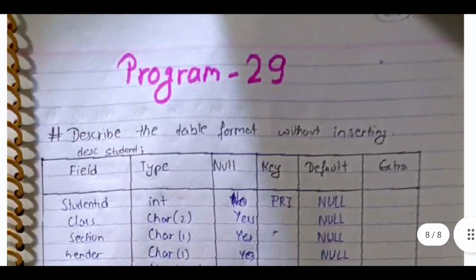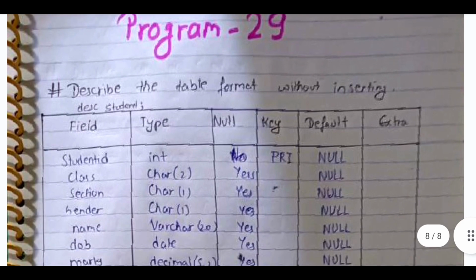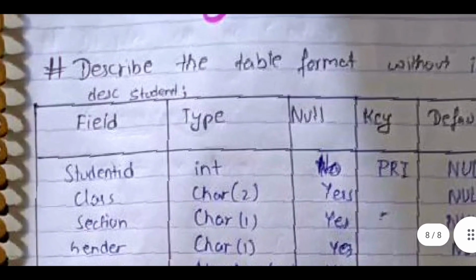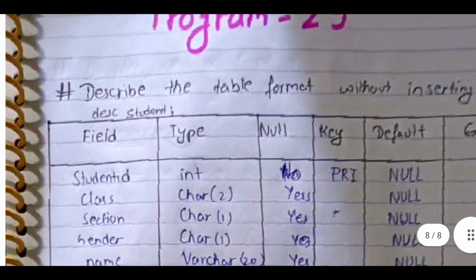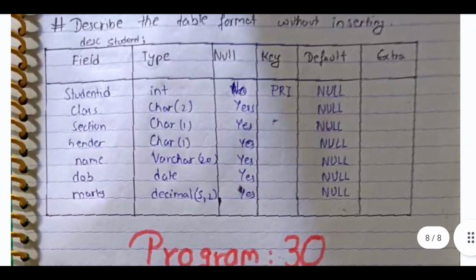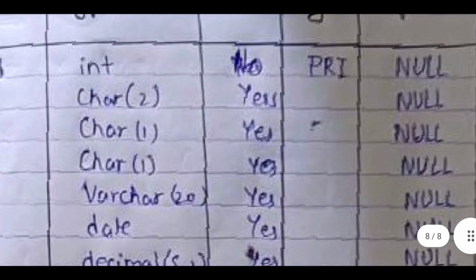Program number 29. Describe the table format without inserting. So we have to show the table format. So the command will be DESC student, which means describe student. This output will be generated.